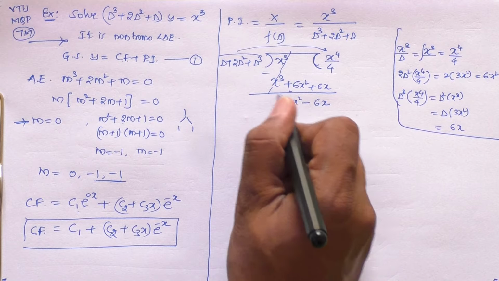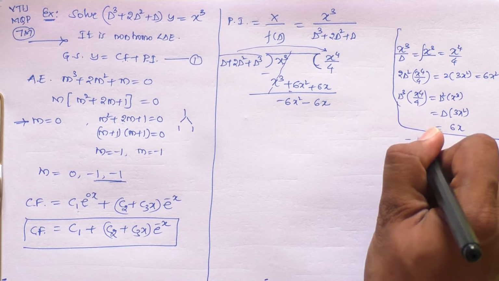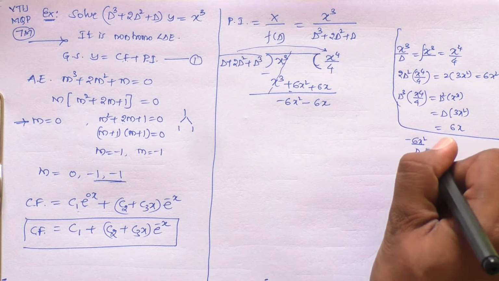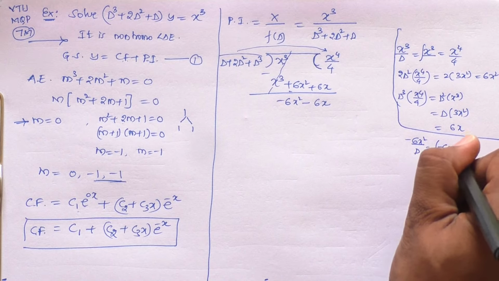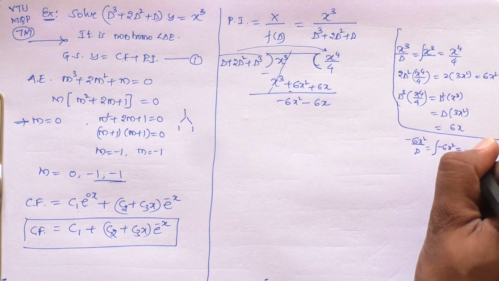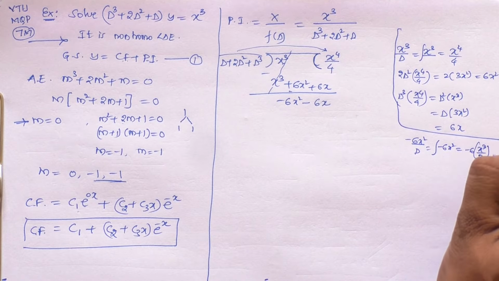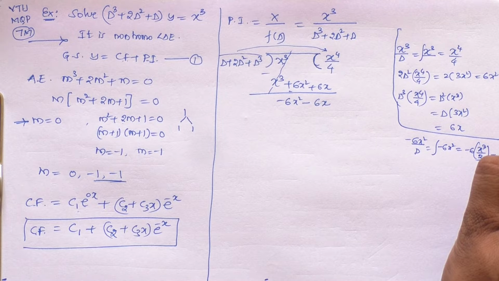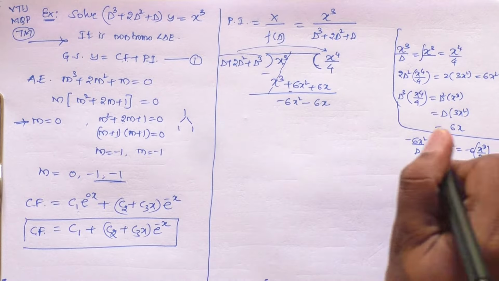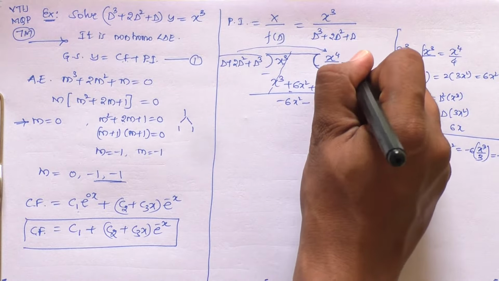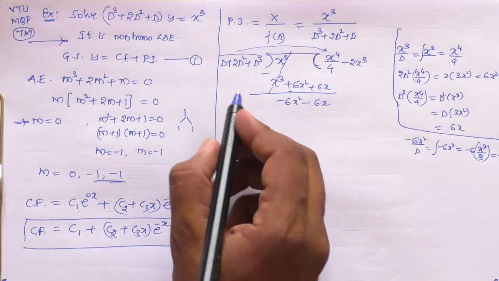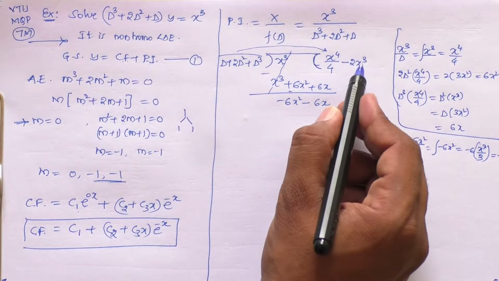Minus 6x square divided by D means integration of minus 6x square, which is minus 6x cube by 3, since the integration of x square is x cube by 3. So it will be minus 2x cube. So now choose minus 2x cube and multiply all terms by it.